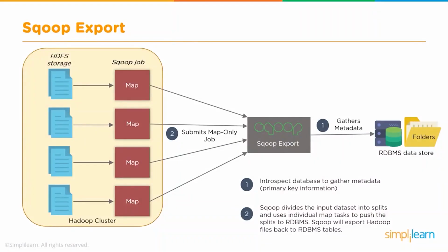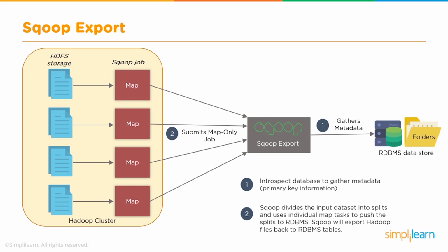And with the other direction, you have your Hadoop file system storage, which is your Hadoop cluster. You have your Sqoop job, and each one of those clusters then gets a map. The mapper comes out to each one of the computers that has data on it. So the first step is you've got to gather the metadata. So step one, you gather the metadata. Step 2, submits map only job. Introspect database to gather metadata, primary key information.